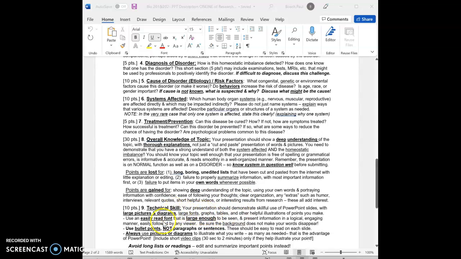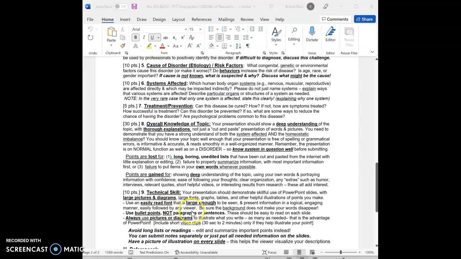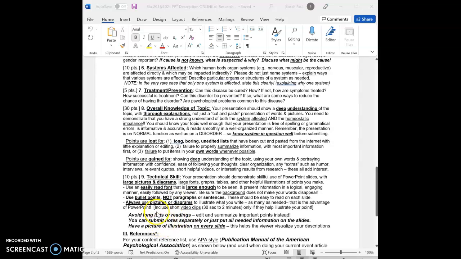And then technical skill. I have to be able to see this, and I'm imagining others watching this. So you should have large enough font. It should be dark so you can see it. You want to have pictures and diagrams basically on every page. Why have a PowerPoint if there's no picture? And then use bullet points. Don't write out paragraphs or sentences, just bullet points. And then again, avoid long lists or readings.